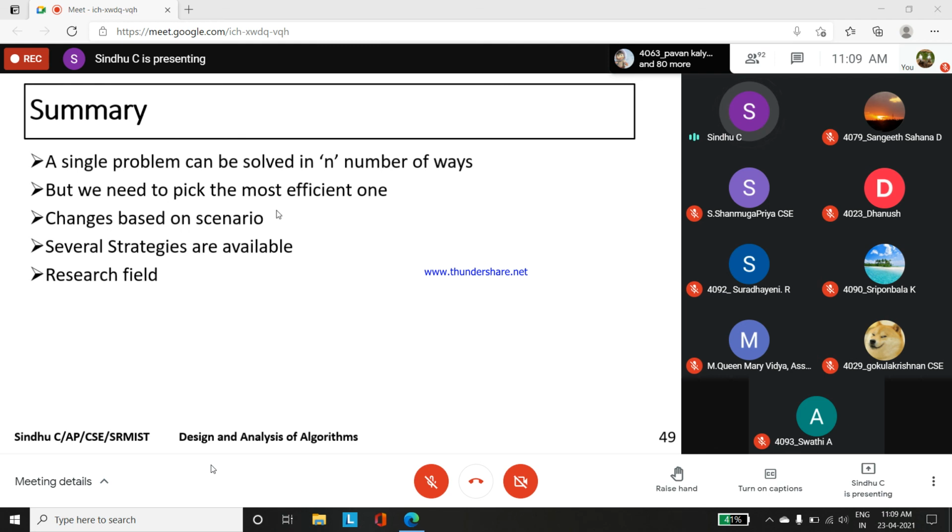And this is a good research field. From your second year itself, you can start exploring the research areas, and every time you think of an algorithm, you think of the multiple ways how you can solve these problems, and then try to pick the most optimal solution. So design and analysis of algorithms is a very significant subject in a computer science engineer's life.